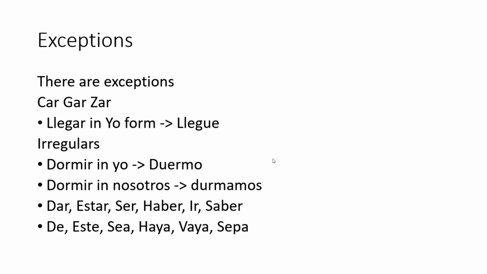And then there's also some irregulars in the subjunctive. So for example, dormir in the yo form goes to duermo, and dormir in the nosotros form goes to durmamos. And then there's also some other irregular endings, which are dar, estar, ser, haber, ir, and saber, and then their corresponding yo subjunctive forms, which are dé, esté, sea, haya, vaya, and sepa. So there's quite a few exceptions to this rule, so it's important to memorize all of them because they are unique.